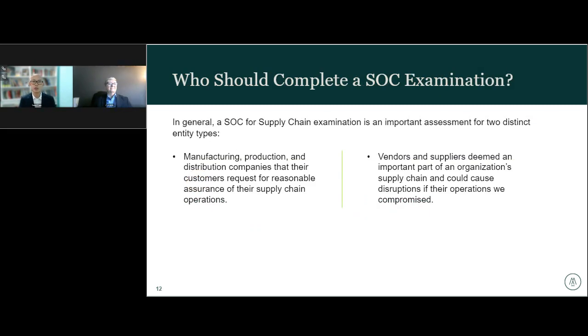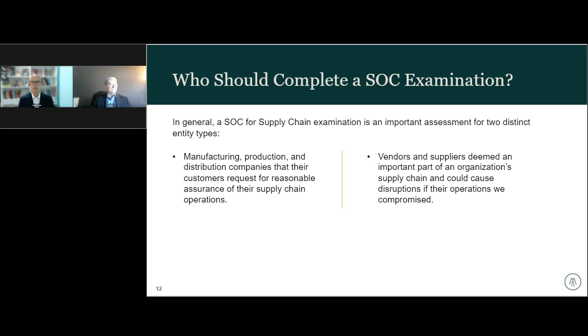Really, who should be completing the SOC examination? There are two main groups. First is going to be the manufacturing, production, and distribution companies. This may be a request from your investors, your customers, your prospects. You may be hearing more about requests for SOC 1s and SOC 2s.